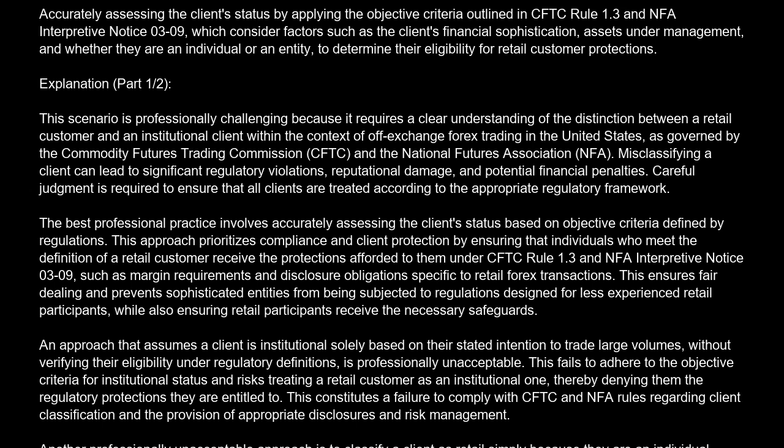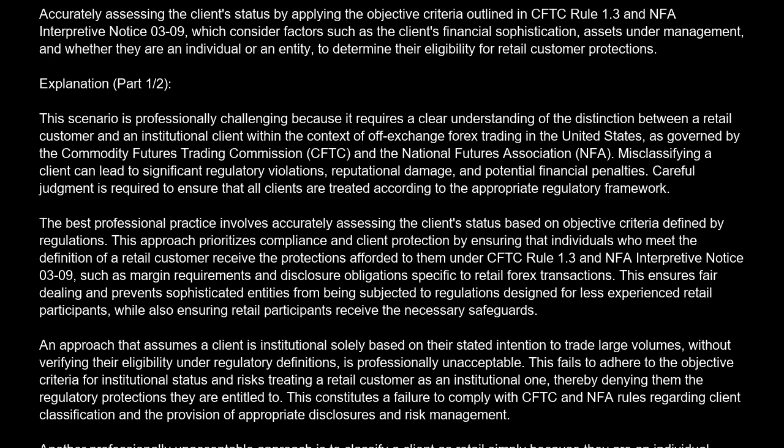Explanation: this scenario is professionally challenging because it requires a clear understanding of the distinction between a retail customer and an institutional client within the context of off-exchange Forex trading in the United States, as governed by the Commodity Futures Trading Commission, CFTC, and the National Futures Association, NFA. Misclassifying a client can lead to significant regulatory violations, reputational damage, and potential financial penalties. Careful judgment is required to ensure that all clients are treated according to the appropriate regulatory framework.